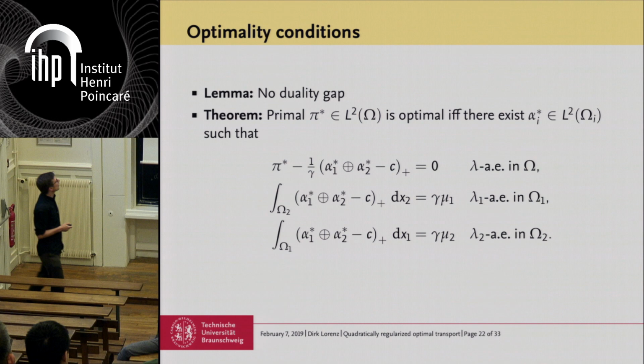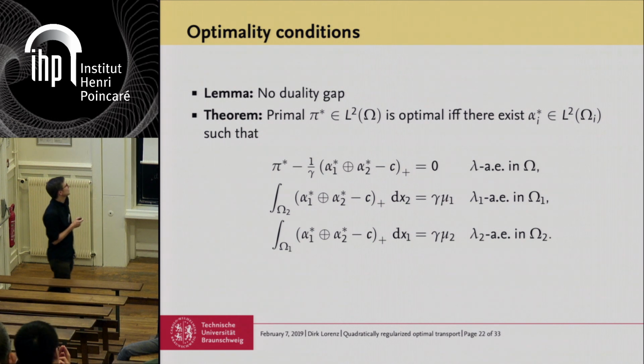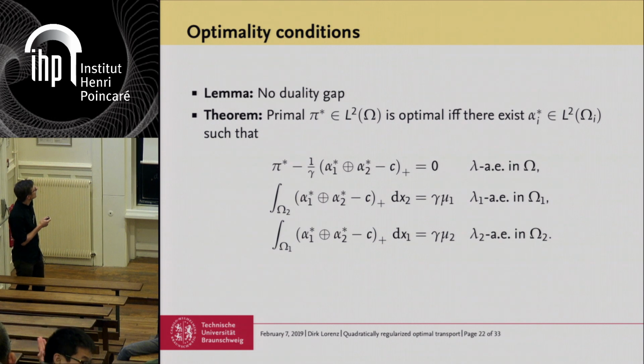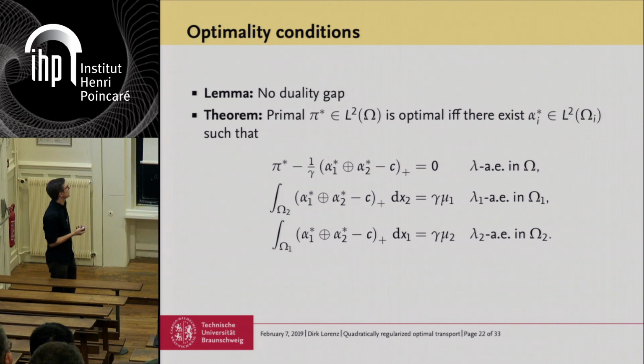Okay, so now the final lemma is that there's no duality gap. It's a technical calculation. And then you get the theorem: the primal pi star is optimal if and only if you have two Lagrange multipliers such that all these 3 equalities are fulfilled. This is just the formula for how to get the primal optimal plan from the dual Lagrange multipliers, and these are the two marginal constraints. So from an algorithmic point of view, if you want to solve the transport problem, you just solve these two equations for alpha 1 and alpha 2, and then you get the pi from over here. And that's how it works.